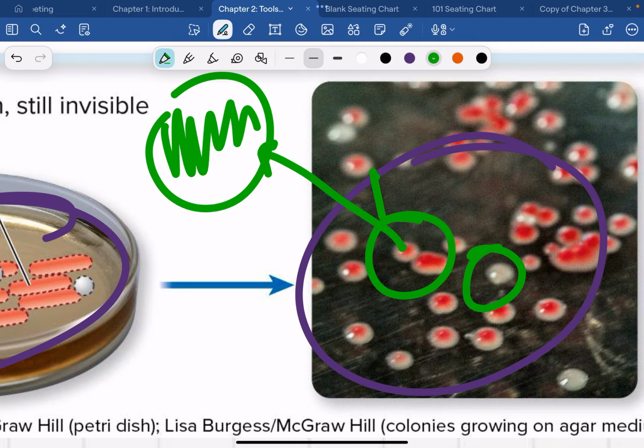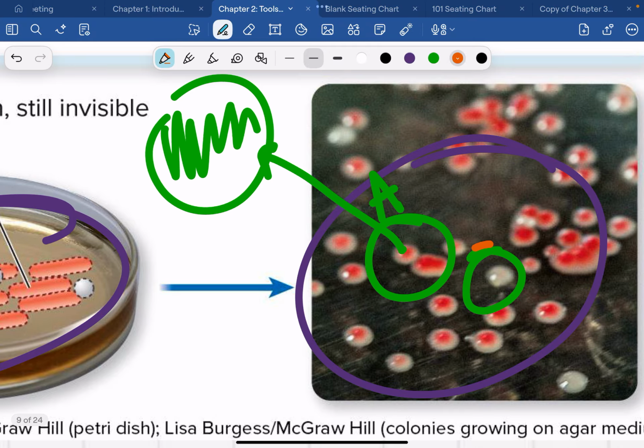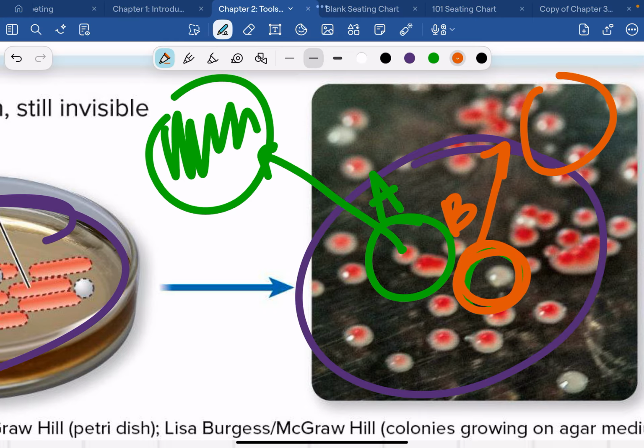So we'll call this one A. So we'll take a little bit of A, a little piece, we'll take one inoculating loop, take a little bit of A and put it onto its own plate. And then we're going to take a little bit of B, we'll circle in orange. So this will be B. We'll take a little bit of B and put B on its own plate.